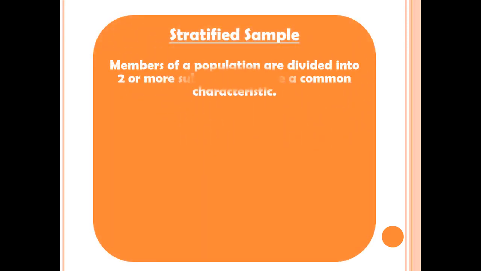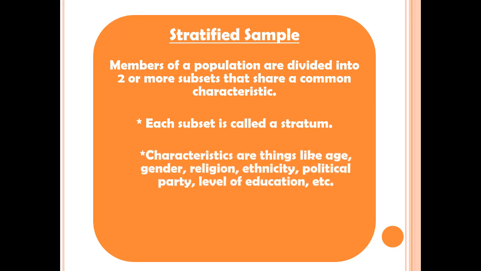A stratified sample is where members of a population are divided into 2 or more subsets that share a common characteristic. Each subset is called a stratum. So stratum is singular, strata is plural. Characteristics are things like age, gender, religion, ethnicity, political party, level of education, level of income. It could be personal interests. Lots of things can be your strata and how you define things. And what you do is you're going to choose a random sample from each stratum.